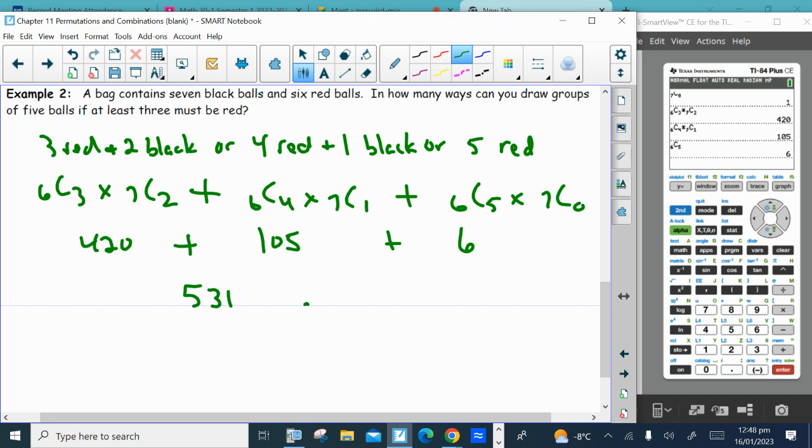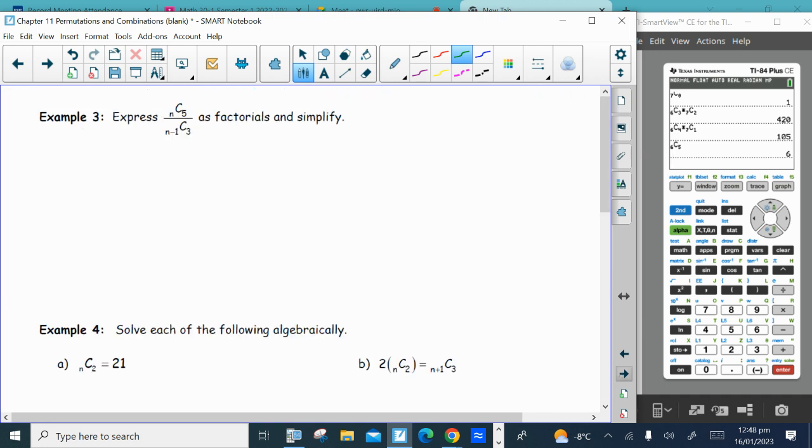So there's the answer for that one. Number 3, express that as factorials and simplify.